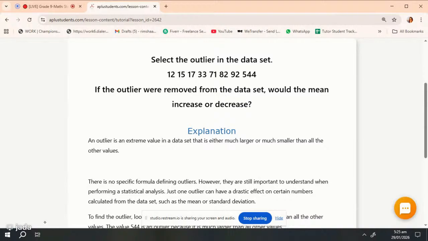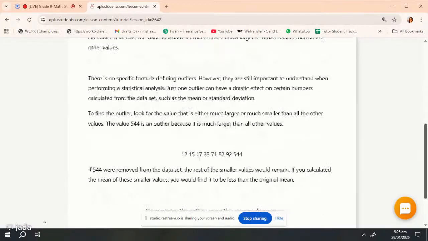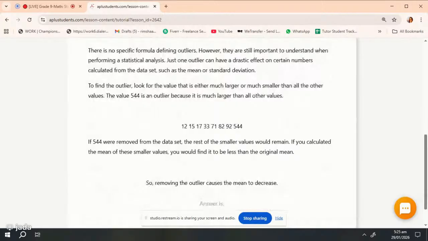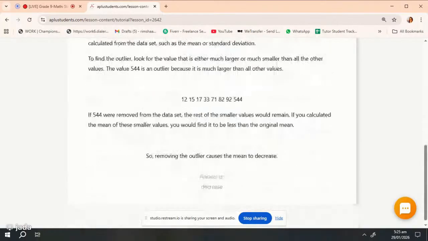This is much larger now, 544. Suddenly you can see that this is a much larger value, so you can say that this is your outlier in this data. Okay, so the important thing now is how to remove it. First we just check what the outlier is in this data. So how can we remove it?